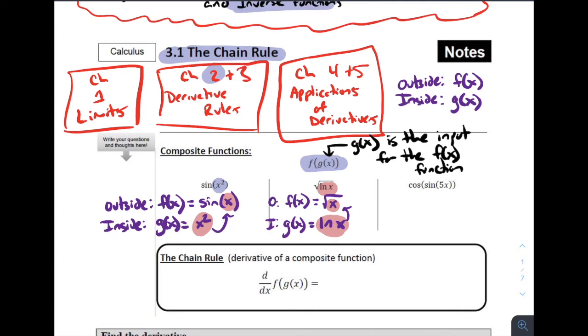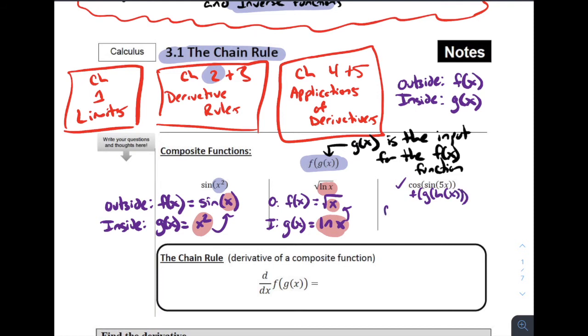Here, in our third one, we've got three layers. I actually see an outside, a middle, and an inside. While these first two problems had two layers to these composite functions, here we have cosine on the outside, sine directly inside of that, and then inside of the sine is a third function, 5x. I'm going to treat this almost like this is f of g of h of x, where I've got these three functions here.